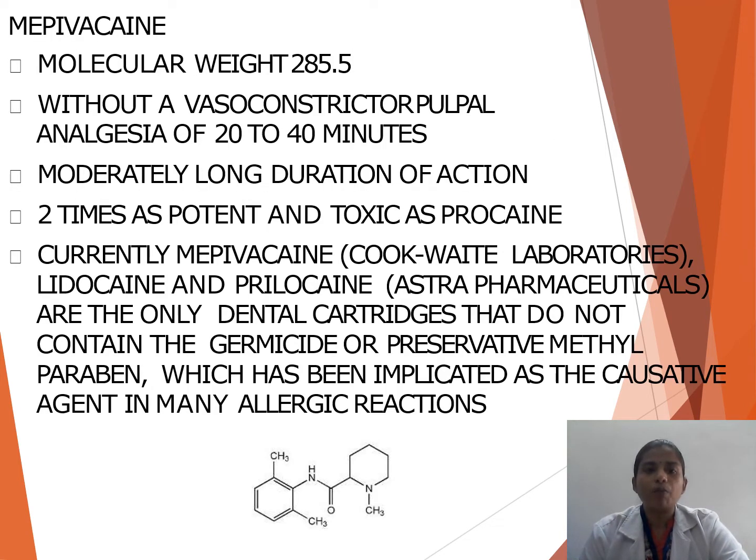Next, we are going to see about mepivacaine. Mepivacaine has a molecular weight of 285.5. Without a vasoconstrictor, it produces pulpal analgesia of 20 to 40 minutes. It has a moderately long duration of action, and is 2 times as potent and toxic as procaine. Currently, mepivacaine, lidocaine and prilocaine are the only dental cartridges that do not contain the germicide or preservative methylparaben, which has been implicated as the causative agent in many allergic reactions.